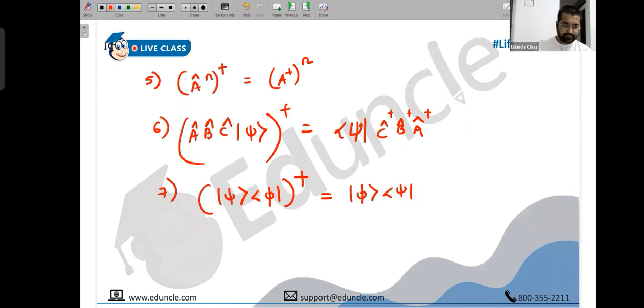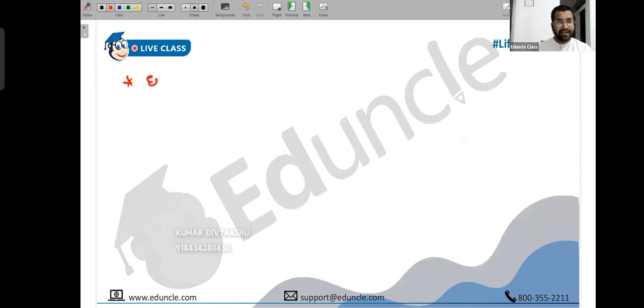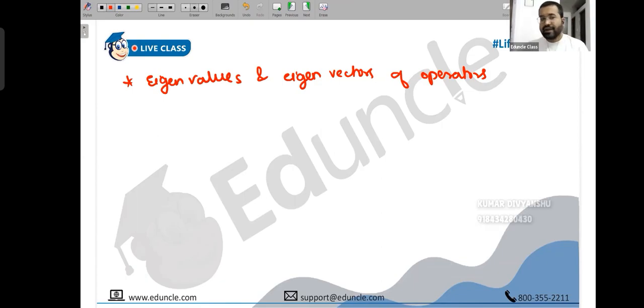Next. Okay. Please be ready. Eigenvalues and eigenvectors of operators. People, what is an operator? I already told you that. See, in quantum mechanics, we have a wave function. You can use a wave function to find every physical quantity. How? On that wave function, you have to apply a respective operator.